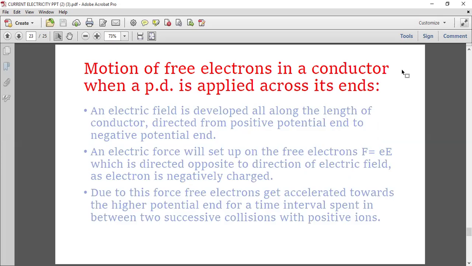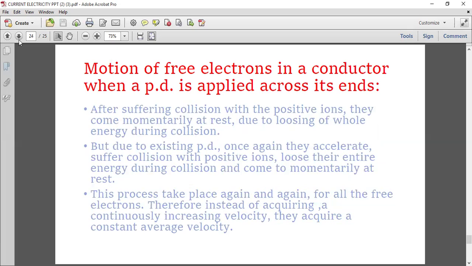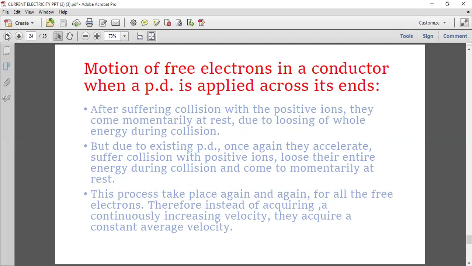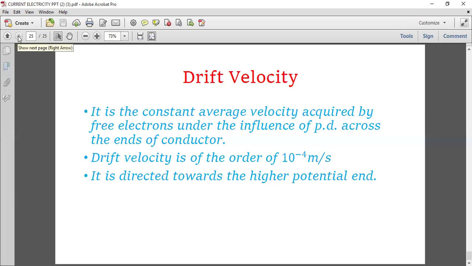Here, motion of free electron in a conductor, this I explained under the influence of potential difference. And this is the drift velocity. ये क्या था? Drift. So this is all about in this lecture.